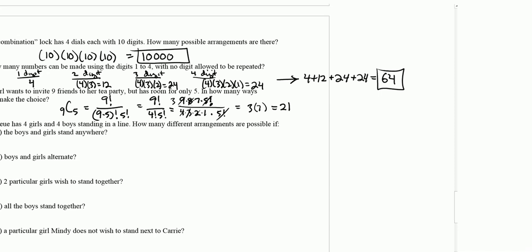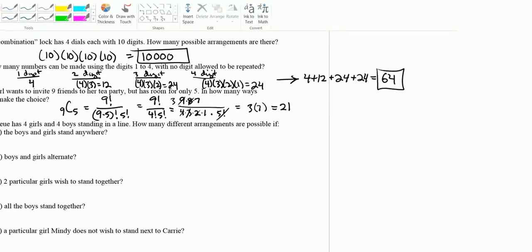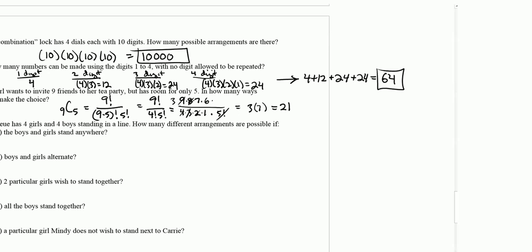But I'm noticing I missed my 6 in this fraction here, so I need to fix this. Should be 9 times 8 times 7 times 6 times 5 factorial. And so actually we get 3 times 7 times 6, and that's more than 21. It's actually going to be 126. So there's 126 ways she can make that choice.